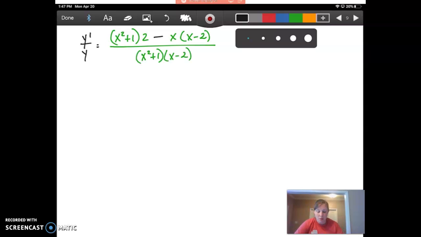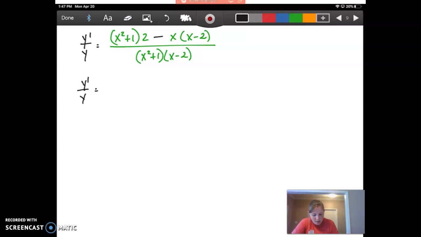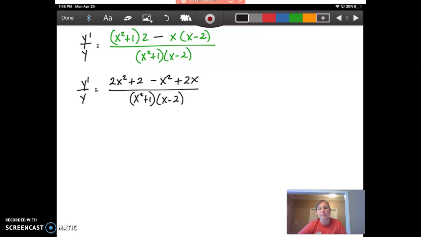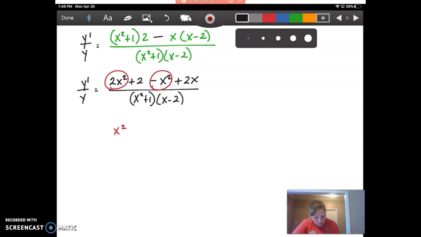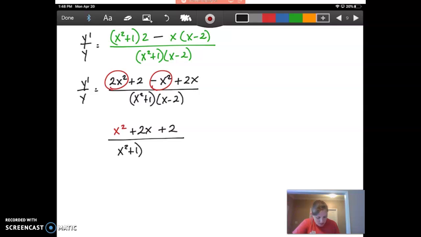The next goal will be to distribute the numerator, so I would have y prime over y equals 2x squared plus 2, careful when you're distributing that negative, minus x squared plus 2x, all over x squared plus 1 times x minus 2. I'm now going to combine like terms. 2x squared minus x squared is my only set of like terms, and that would leave me with just a positive 1x squared. I'm going to bring down plus 2x plus 2, all over my common denominator, x squared plus 1 times x minus 2. And then on the left, I cannot forget that I still have y prime over y.